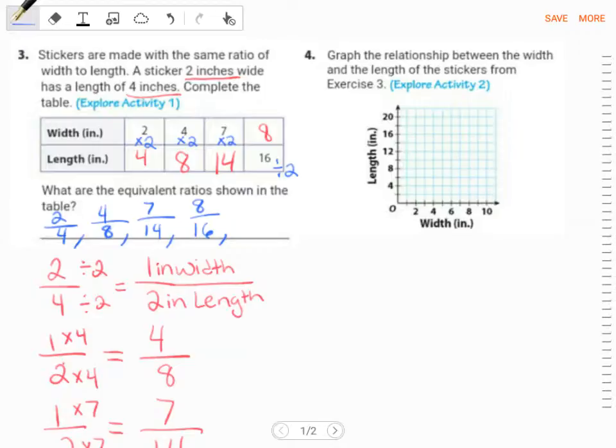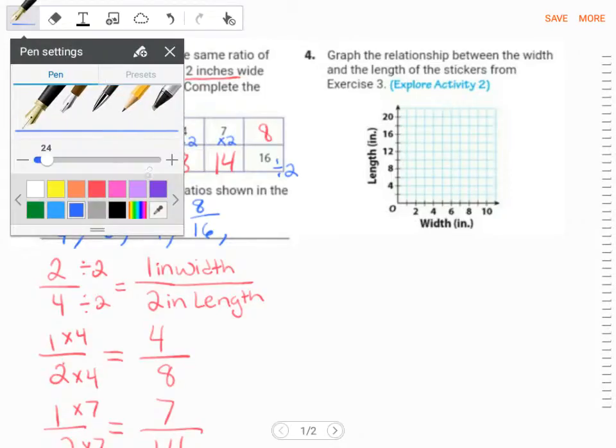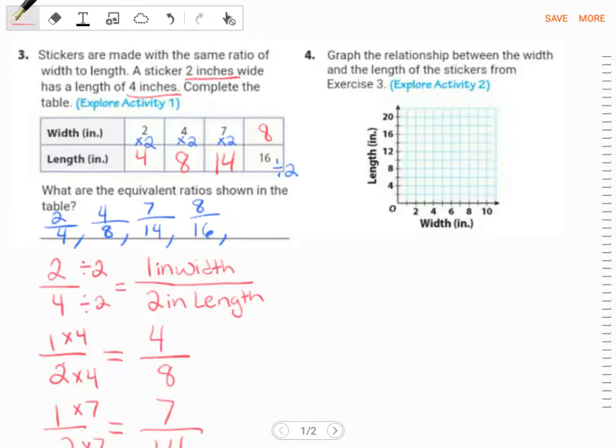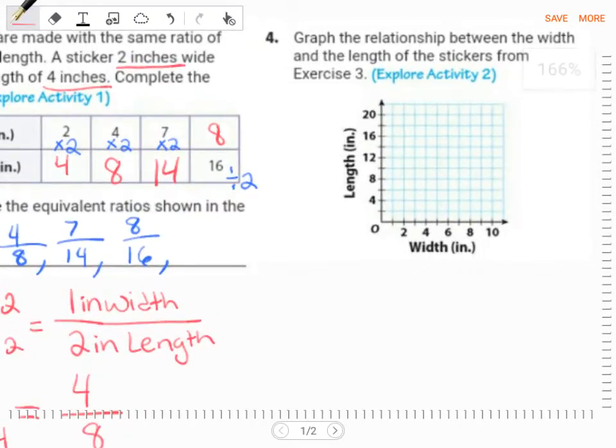Number 4 wants you to use this information that we just used in 3 to graph the relationship between the width and the length of the stickers from exercise 3. So, I can get my red back here. I'm wanting to graph on this little graph grid, and it's going to be a little hard because it's a little small. I'm going to zoom in some.